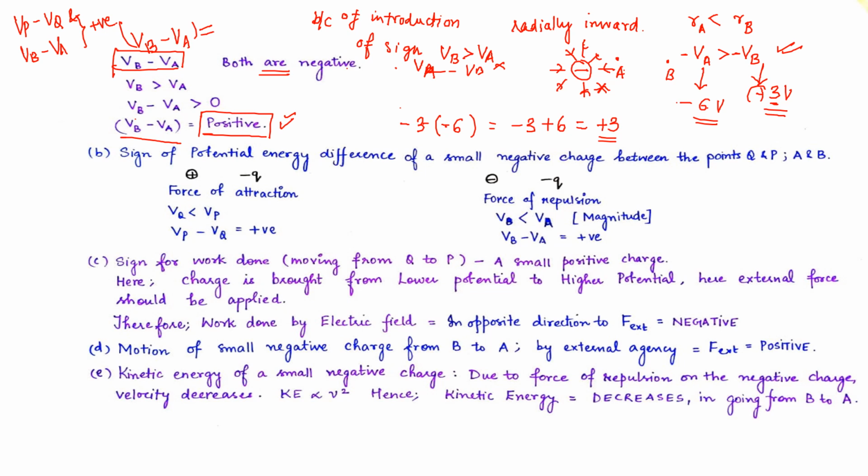Now next was potential energy difference. What was first? Potential difference. Next is potential energy difference. See, this is our positive charge. We brought a negative test charge, or negative small charge, in the vicinity of our positive charge. We will see a force of attraction.